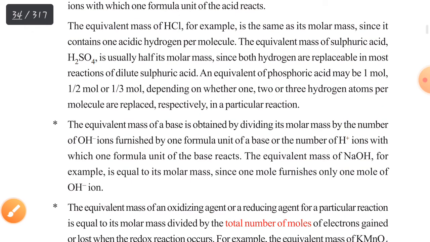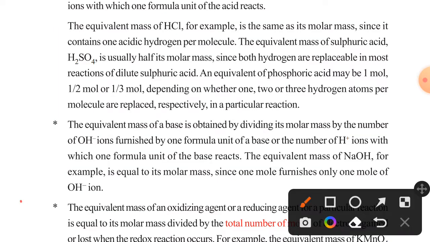Okay. An equivalent of phosphoric acid may be 1 mole. Kan phosphoric acid meeqa ta'uu danda'a? Moolii tokko ta'uu danda'a. Half of mole ta'uu danda'a. 1/3 ta'uu danda'a, depending on whether 1, 2 or 3 hydrogen atoms per molecule are replaced. Hydrogenii amma replaced yookaan immoo hamma reaction geggeessa irratti hundaa'etudha jechuudha. Maal kan argan? Equivalent mass kan argan.